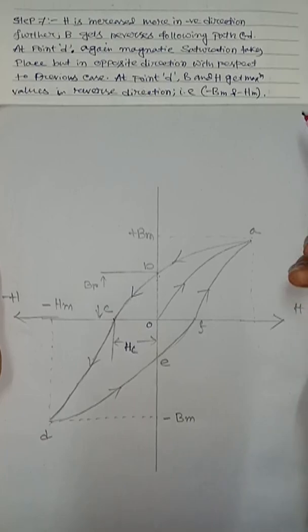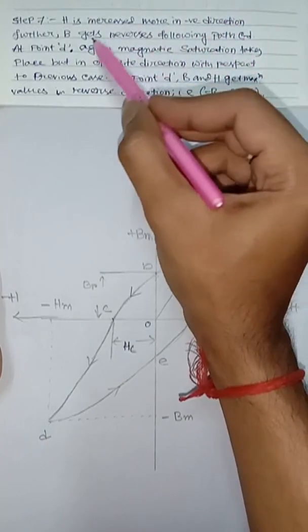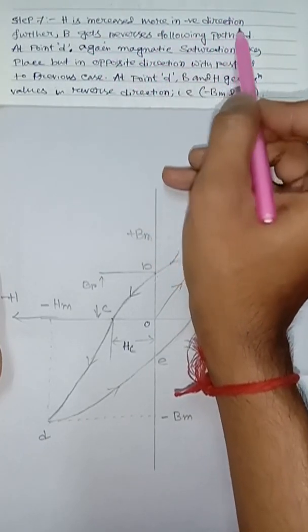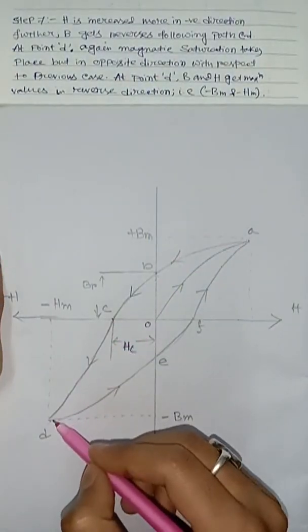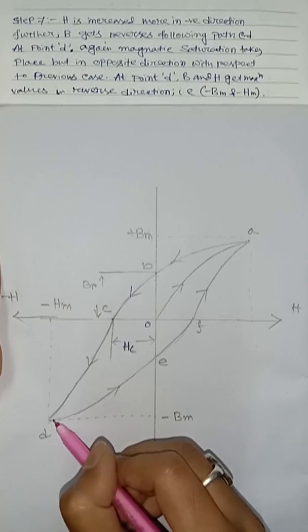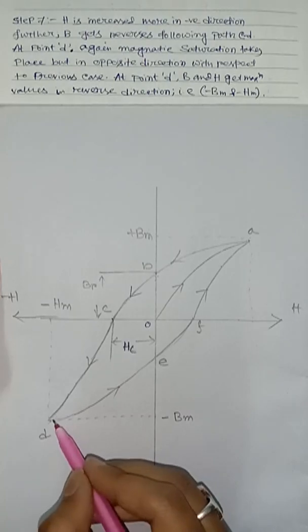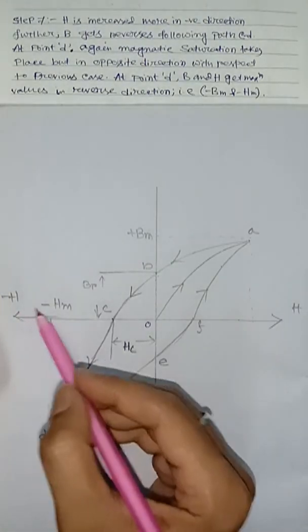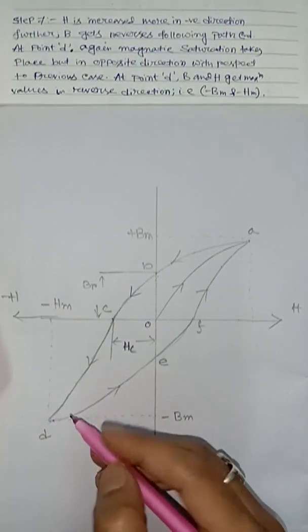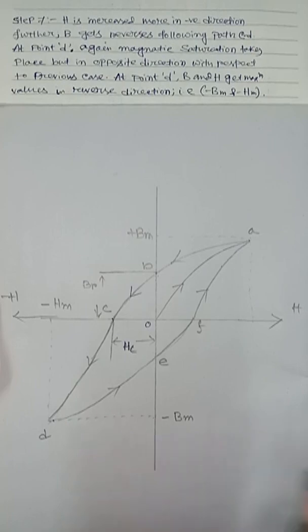Now in step 7, H is increased further in the negative direction. B gets reversed, following path CD. At point D, magnetic saturation again takes place but in the opposite direction with respect to the previous case. At point D, B and H get maximum, and it is negative maximum, in the reverse direction.